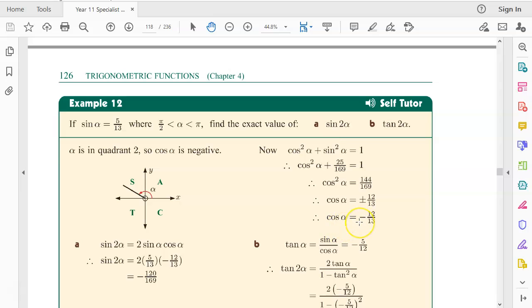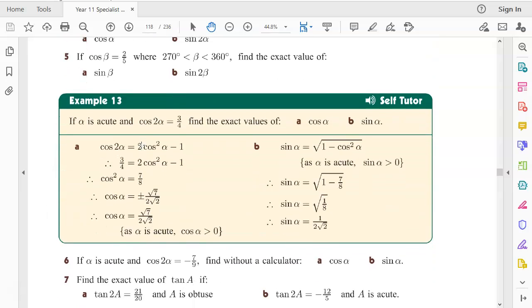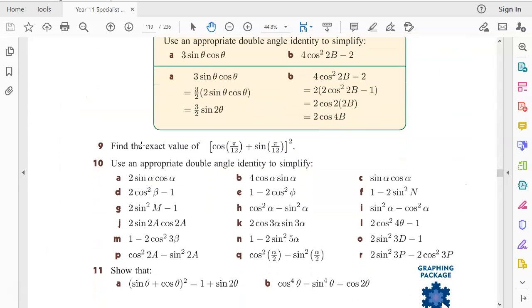Why is this negative? Because we're looking at our quadrants. So, we've done that stuff before. You can have a look. You can keep going. Just because the example did it with using sine squared plus cos squared doesn't mean you have to do that. And we eventually roll into the same sort of thing we were doing before, where we were trying to just substitute and replace.